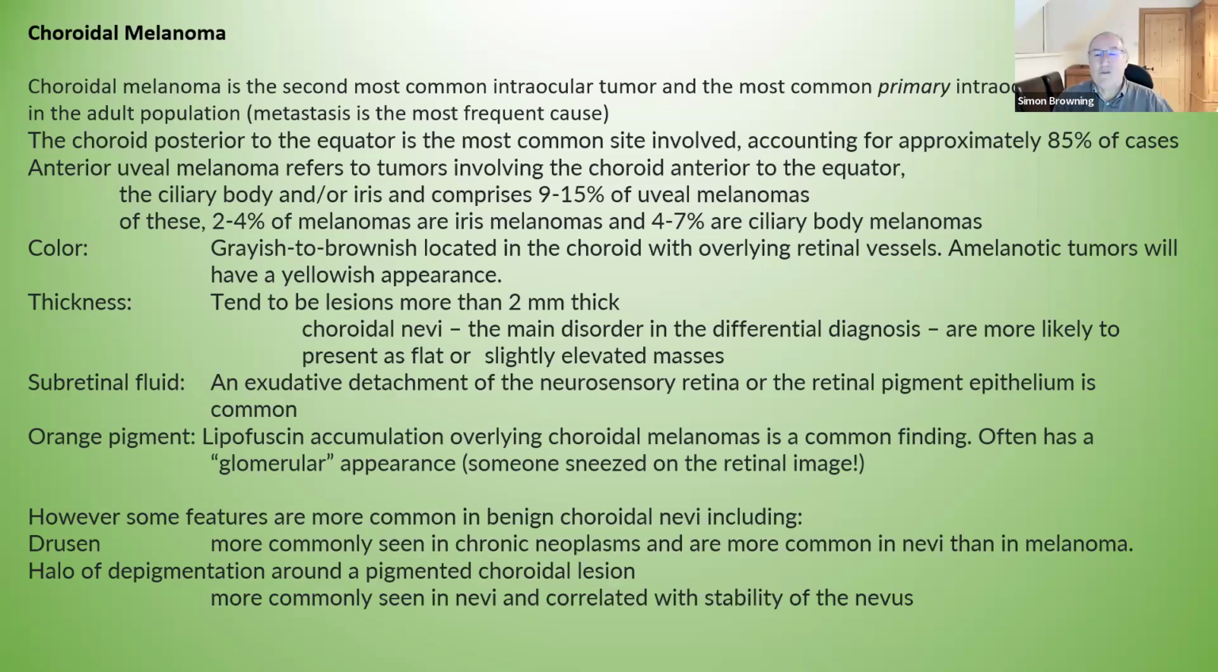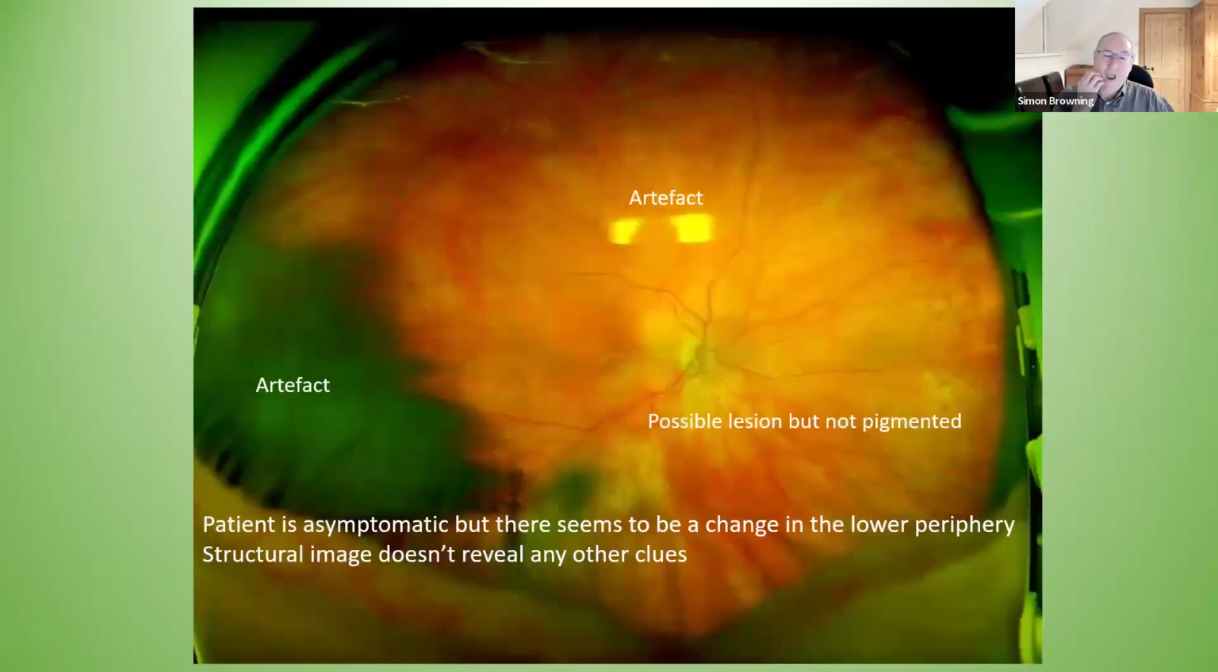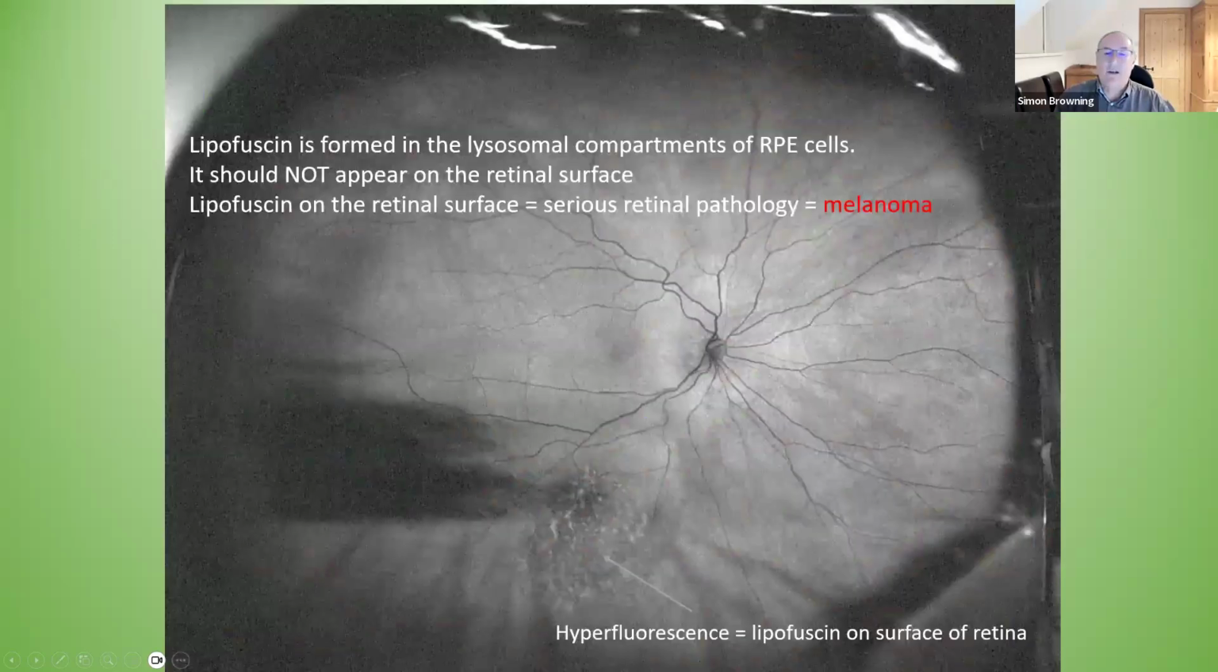Don't forget, you will see other things on the surface of the retina, drusen, which are much more commonly associated with nevi. And here's what I've shown you before, I think. This lesion, a classic non-pigmented lesion, is difficult to tell against the rest of the retina because it's a very pale retina. But when we look at the autofluorescent image, we get this classic appearance. It looks as if someone sneezed all over that. This is the hyperfluorescence of lipofuscin on the surface of the retina. This dark thing here is an artifact.